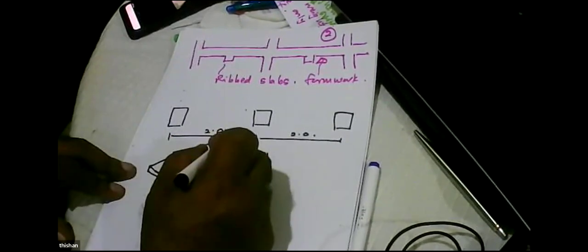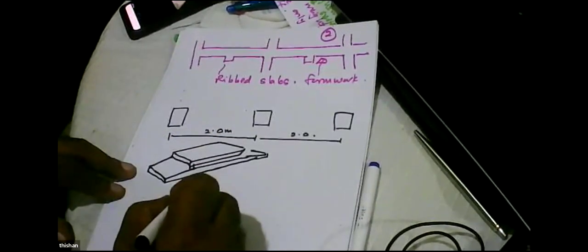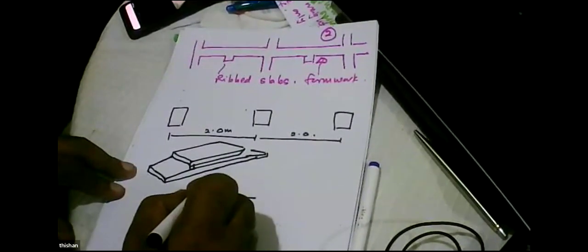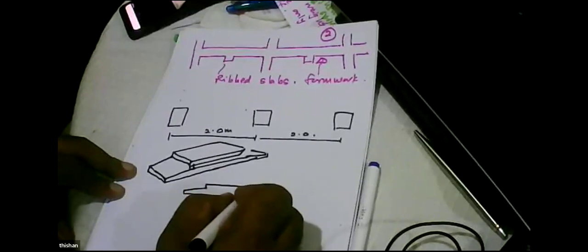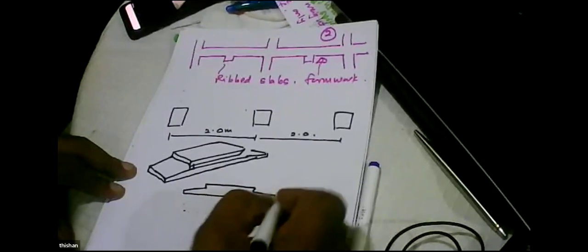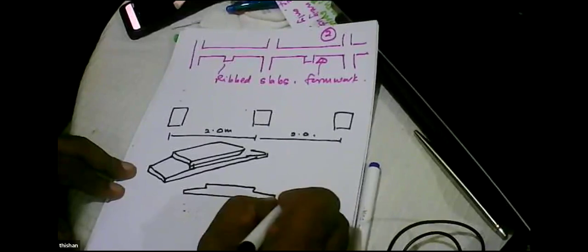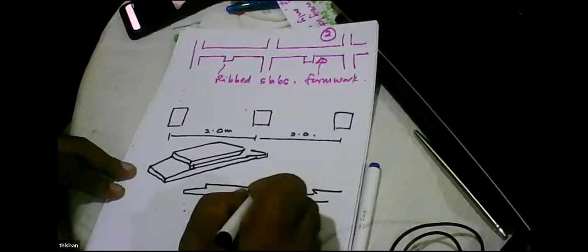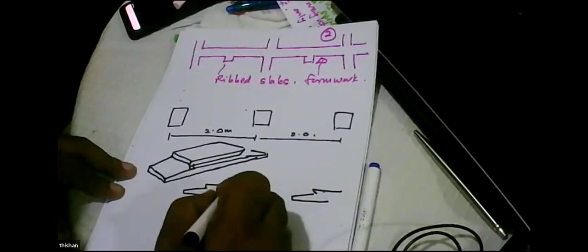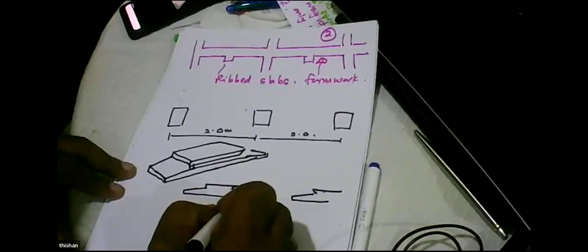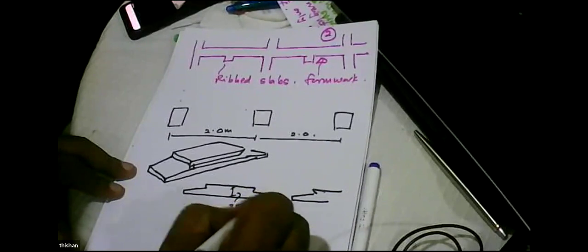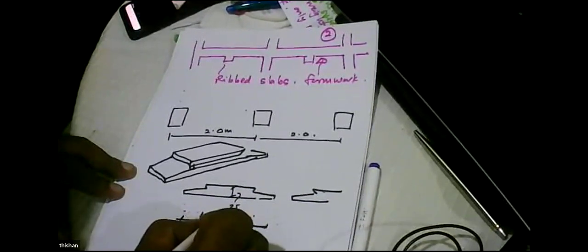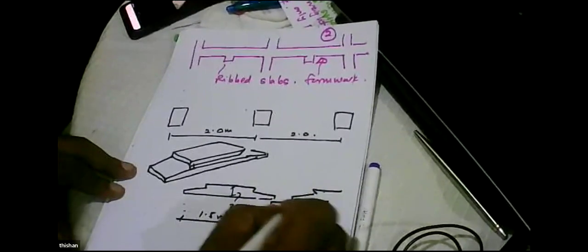Three dimension, it looks like that. So the whole idea is we have a slab like that. The thickness is 75 millimeters here, spanning 1.5 meters, supported on a beam.